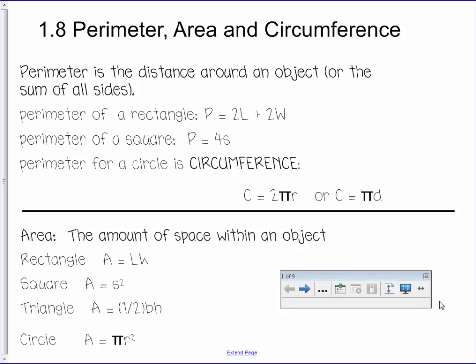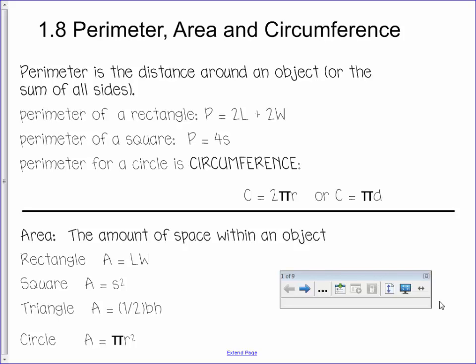Today's video is going to be on section 1.8 in your textbook: perimeter, area, and circumference. Just a reminder what perimeter and area are. You guys have seen this before. Perimeter is the distance around an object, or for any object you're given, you can just add up the sum of all of the sides.